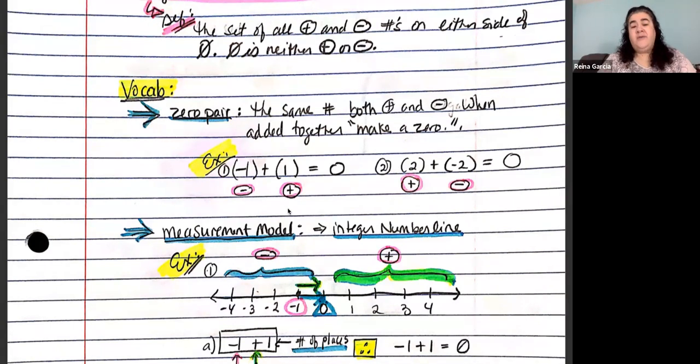Here's an example of a zero pair. You have a -1 plus a +1 together make a 0, so the -1 and the +1 are considered a zero pair. And these little symbols down here are just to allow you to follow through what sign that particular integer has. Here's another example, a +2 and a -2 together when they are added equal a zero pair.